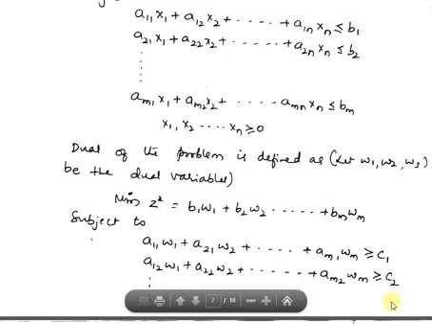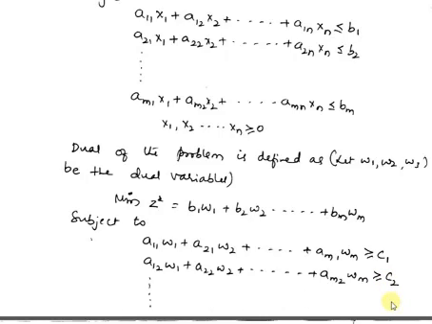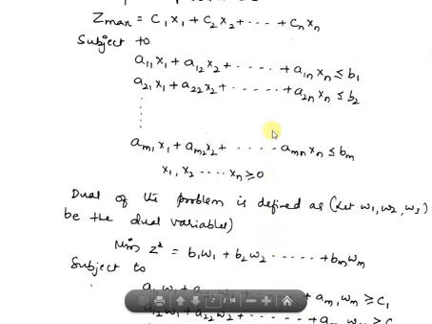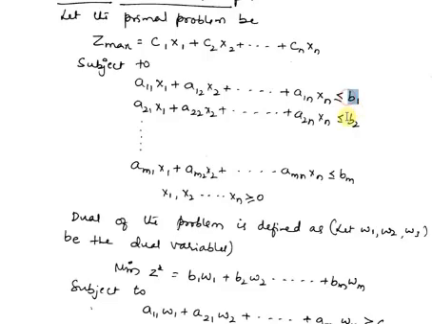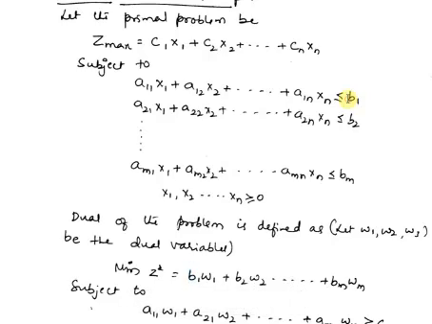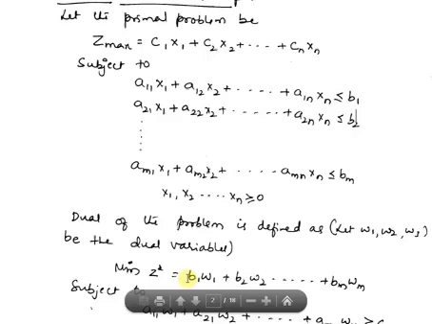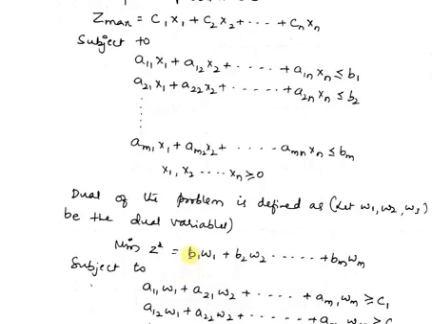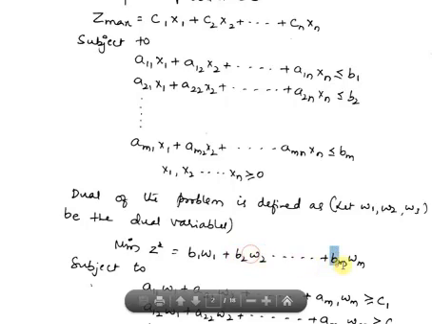This is another relationship between primal and dual, and vice versa: the right hand side coefficients in the primal problem are the objective function coefficients in the dual problem. You can see here the right hand side coefficients in the primal problem are b1, b2 and bm, which are nothing but the coefficients in the objective function of the dual problem, b1, b2 and bm.